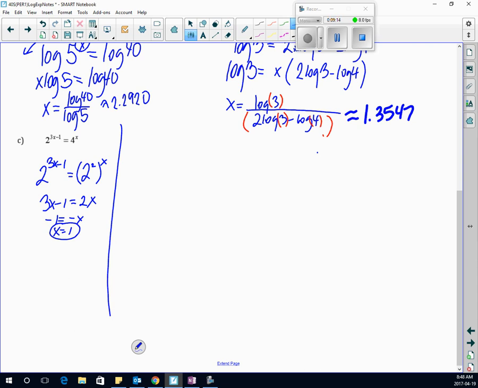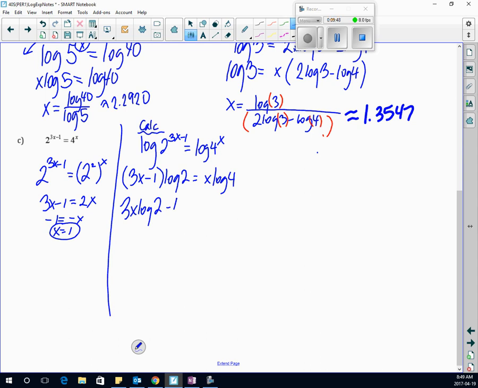However, if you're on the non-calculator part of the test, you can't do this method, right? So log of 2 to the power 3x minus 1 equals log 4 to the power x. Put the exponents in front. 3x minus 1 log 2 equals x log 4. We need to multiply it out. Do you see this is going to be way longer? 3x log 2 minus log 2 equals x log 4.